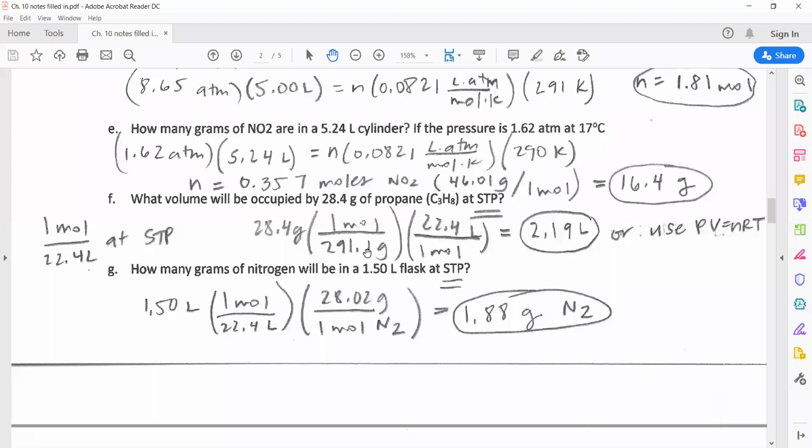I'm realizing I made a mistake here when I was adding up the molar mass. I must have looked at a different compound. When you add C3H8, you actually get a molar mass of 44.11. I'm not sure where I got this 291 from, but let's see the process and then I'll correct it in the notes. So 28.4 grams of C3H8.